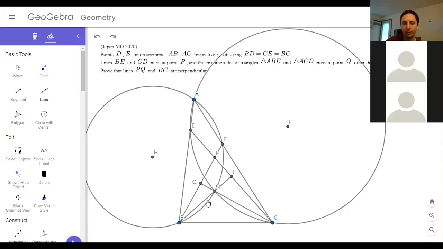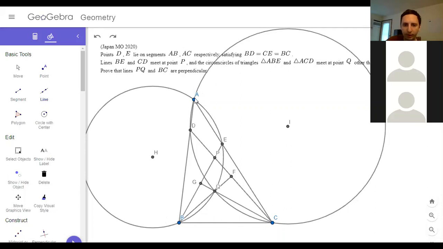Is there some trick with angle BQC is 90 plus angle ACB over 2? Oh, I'm sorry, angle BQA is 90 plus ACB over 2, and therefore Q has to be the incenter. Okay. Let me just think about that angle chase.